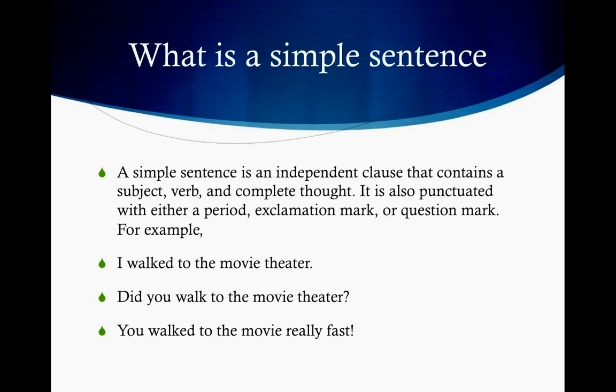So that's basically it for a simple sentence. I'll be uploading videos on compound sentences and compound complex sentences.